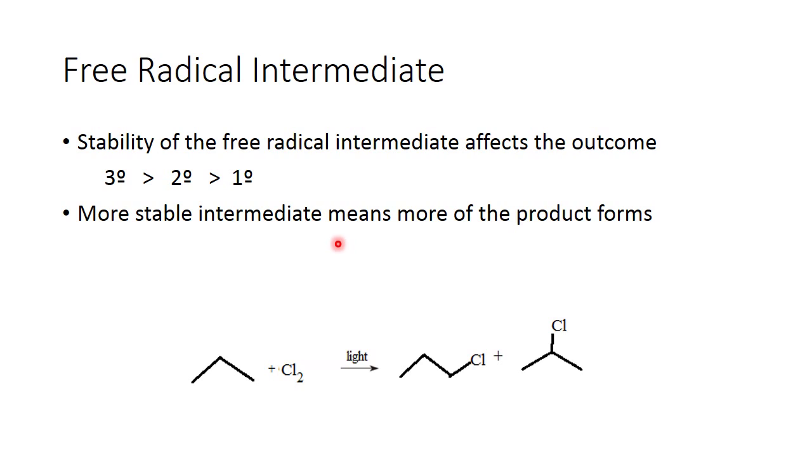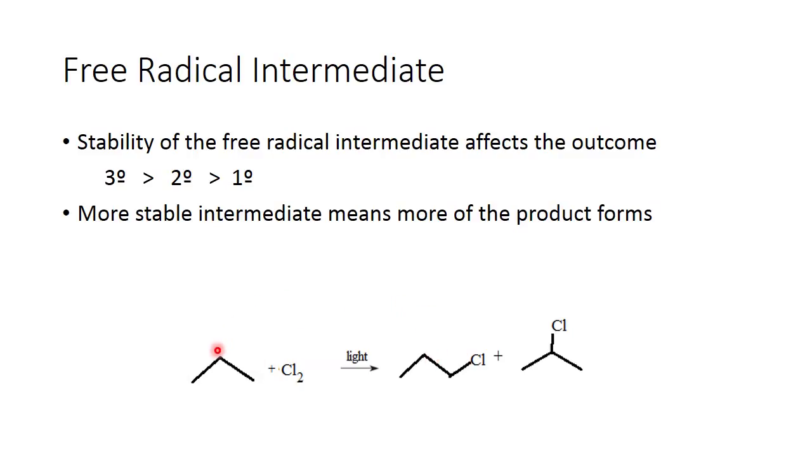Now, what affects the outcome? The first thing that affects the outcome is the stability of the intermediate. In the free radical mechanism, you form a free radical intermediate. So when this molecule reacts, it can form a free radical either where there's a free radical right here or there's a free radical here. If the free radical forms here, it's going to give this product. If the free radical forms here, it will give this product.